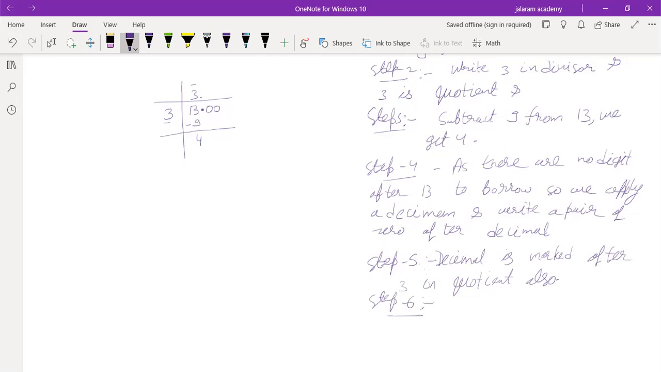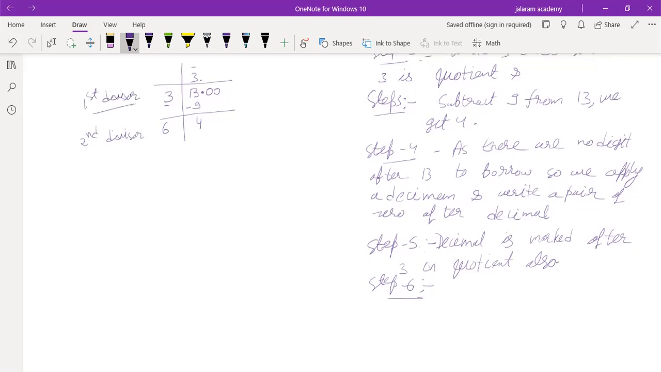Double the quotient. 3 doubled, 6, is taken again as the second divisor. So this is the second divisor, and this is the first divisor. So double the quotient is taken as the second divisor.